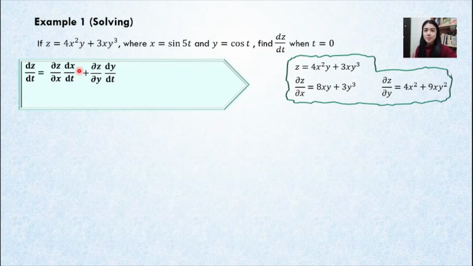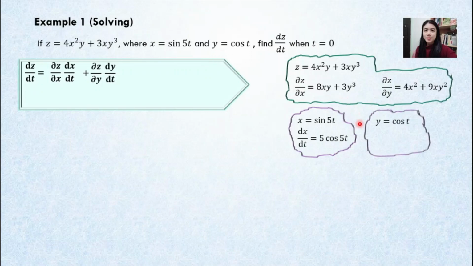Then we need to find dx/dt. You can get the dx/dt from the equation x. This one you need to use the chain rule to find dx/dt, so we have 5 cos 5t. The same thing happens for dy/dt. You can get it from the equation y, so your dy/dt is minus sin t.